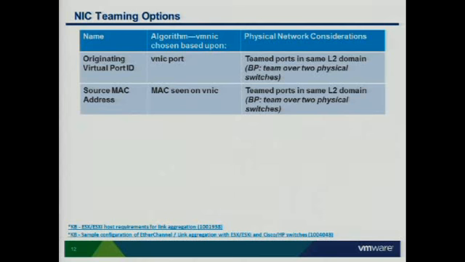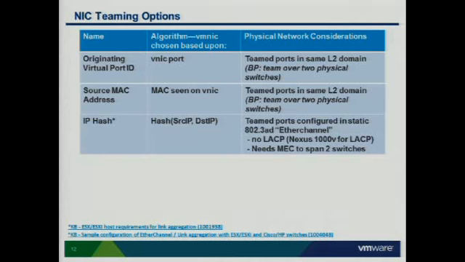The next type that we have available is the source MAC address. And that's the MAC seen on the vNIC. Keep that in mind that it's not the same as the load balancing algorithm on some of the Cisco switches, typically associated with Ether channel. So this is just based off of the MAC seen on the vNIC. I see a lot of folks making some confusion or mistakes around this, so just watch out for that. And the physical network considerations, once again, is team the ports in the same layer 2 domain, basically the same VLAN configuration, and best practice is to team over 2 physical switches.